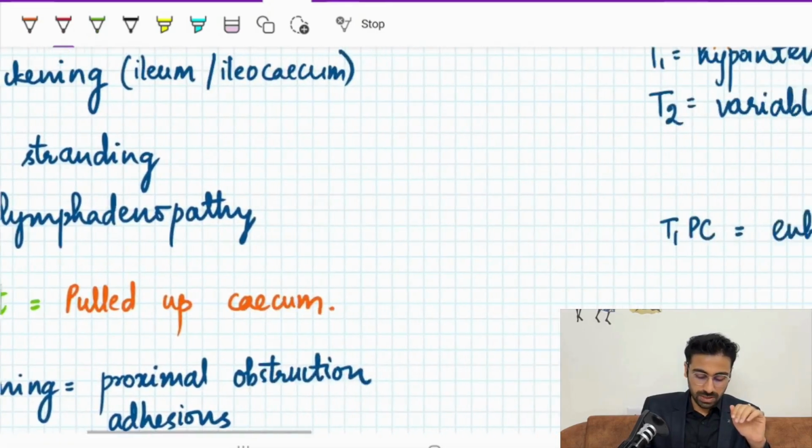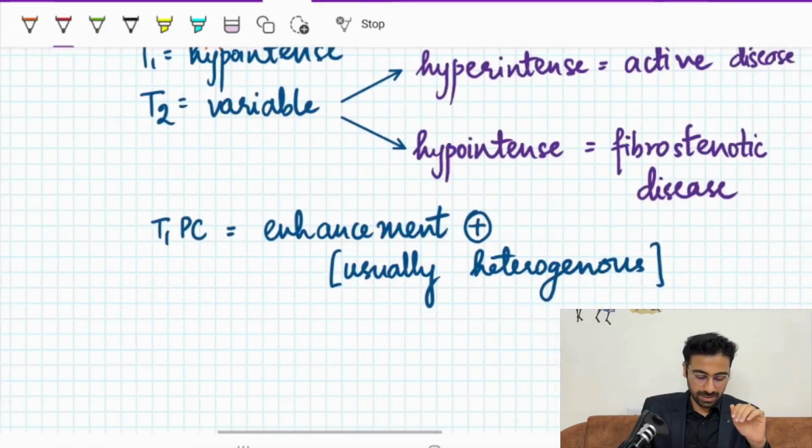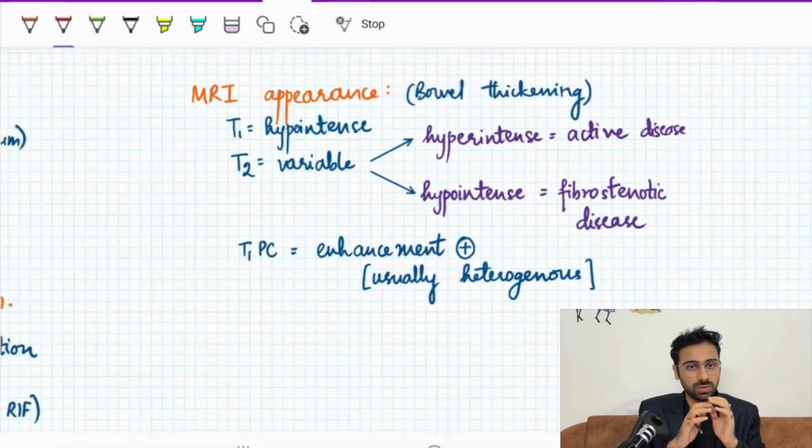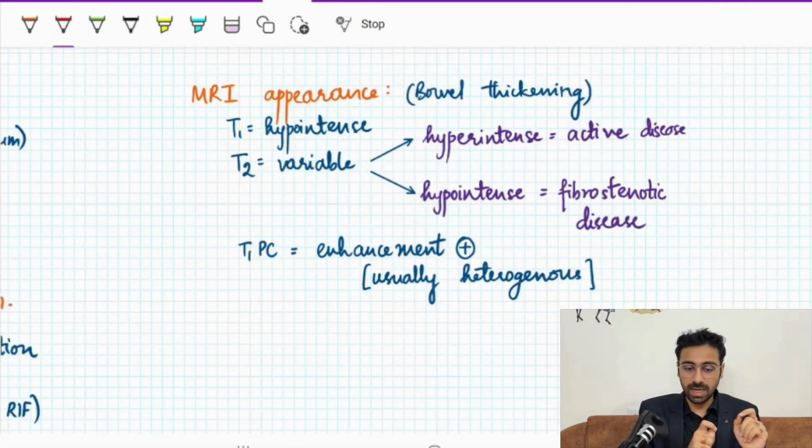Now we shall see the MRI findings as well and then see examples. In MRI, we know that there is bowel thickening. This is T1 hypointense. Again, the T2 signal depends upon whether it is in the active stage or fibrostenotic stage. In the active stage, it is T2 hyperintense, whereas in the fibrostenotic stage, it will become T2 hypointense, which will show prolonged delayed enhancement. On post contrast, it usually shows heterogeneous enhancement in the active stage.